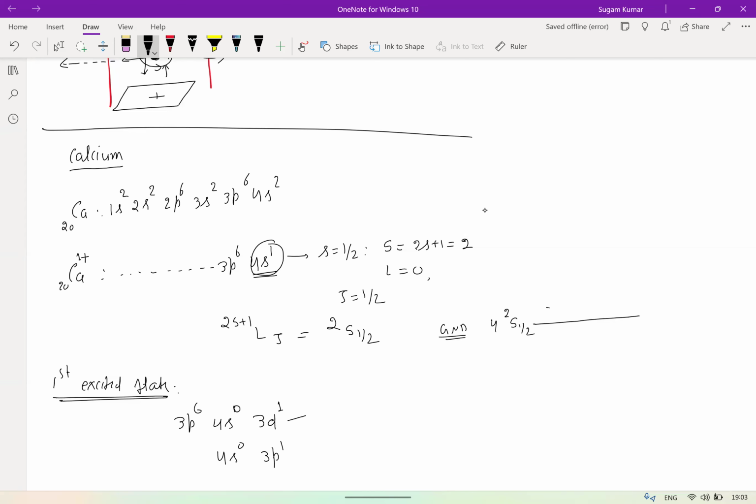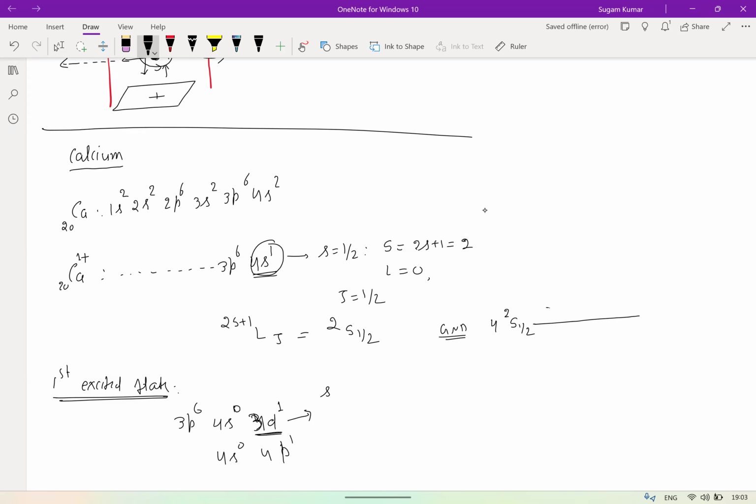So if they go here, then here you can see, you mean 4p? Because 3p is occupied, no? Yeah, sorry, yeah, 4p. 3D may, but 3D and 4p. Yes, 3D and 4p, that's correct, exactly. So these two states are possible.